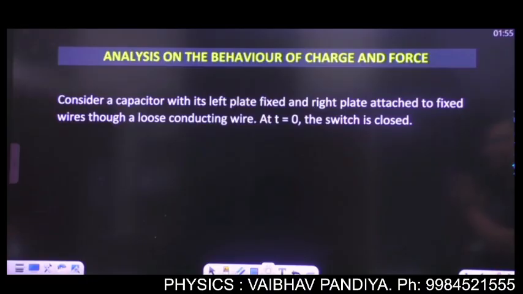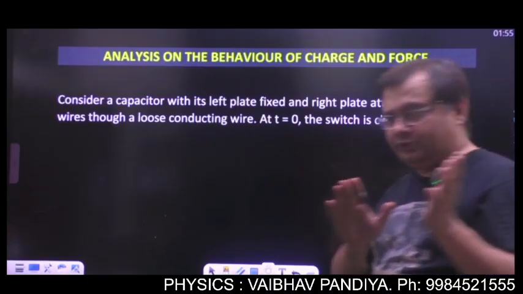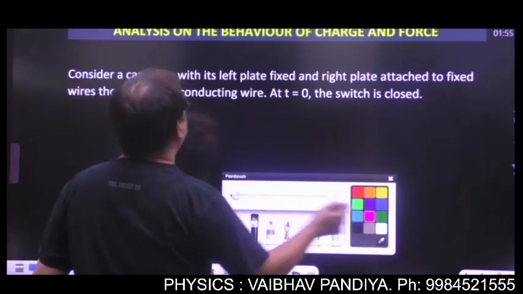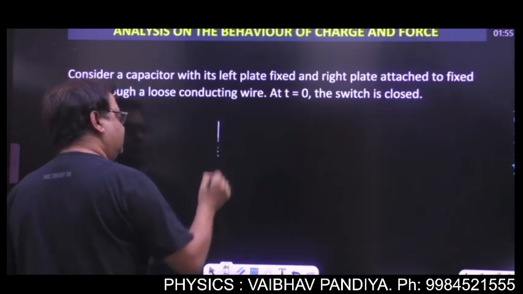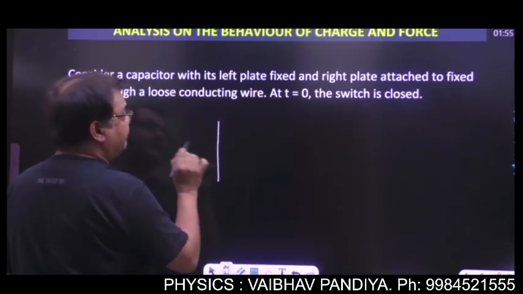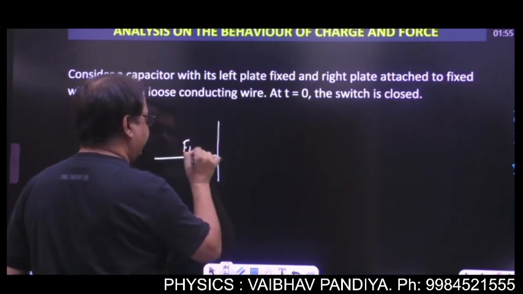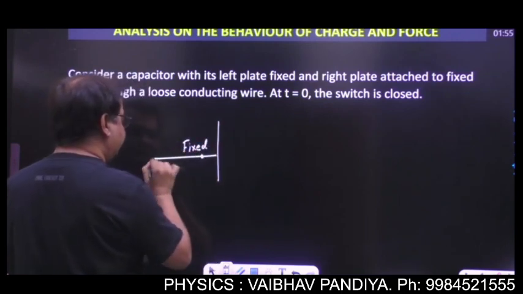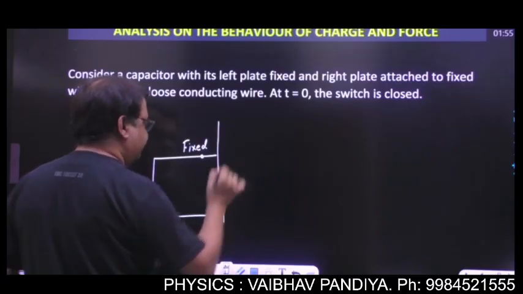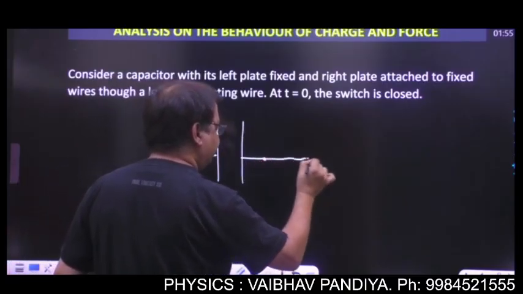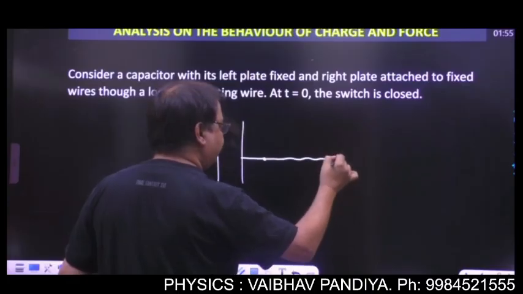Now let's see the analysis on the behavior of the charge and force when x will be changing. Consider a capacitor. Suppose its left plate is fixed. It cannot be changed in position. And we have a cell, and this is the right plate, and this is a conducting string, and this point is fixed.